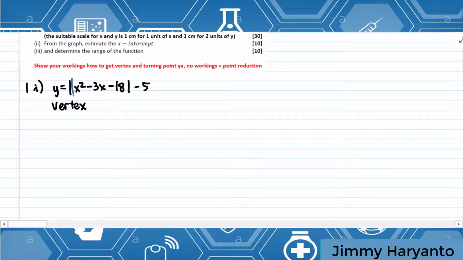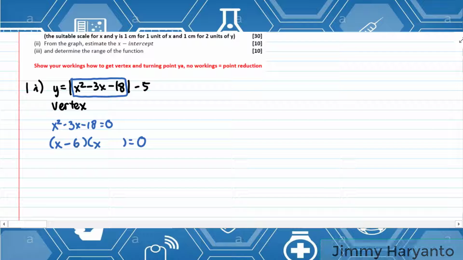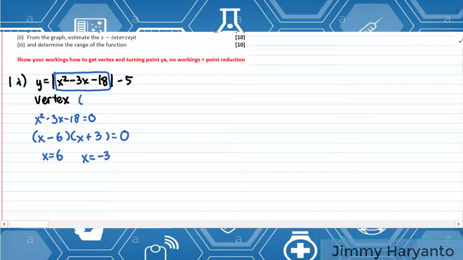we have to take what is inside the absolute value and make it equal to 0, and then the second step will be factorization. This will be negative 6 and this will be plus 3, so x equals 6, x equals negative 3. Okay, most of you got it wrong for the vertex in negative 5. You write 6 and then you write negative 3.